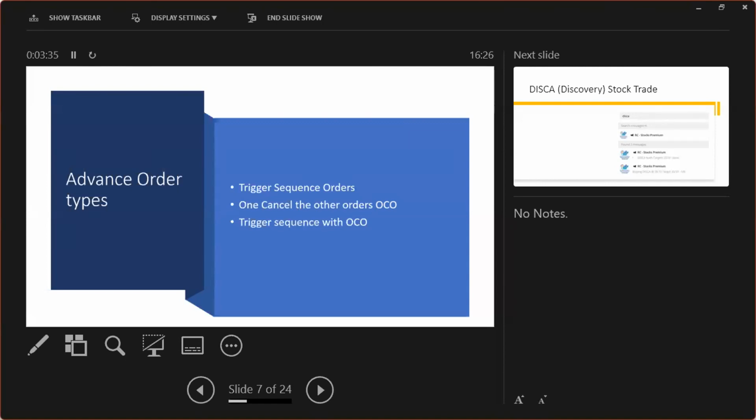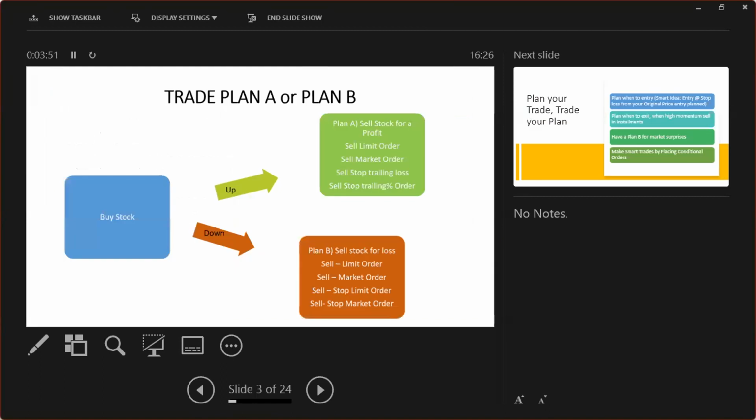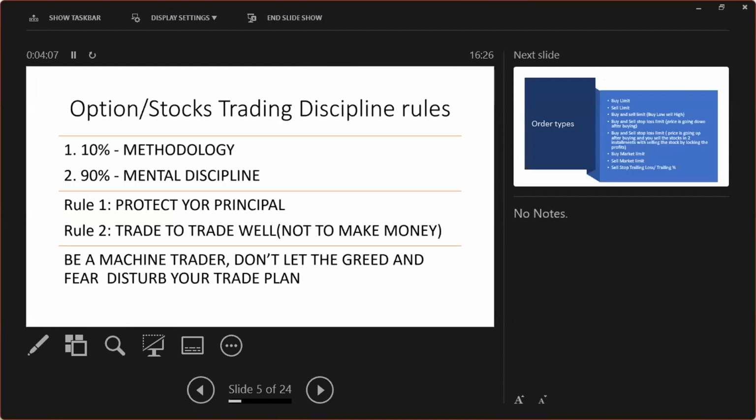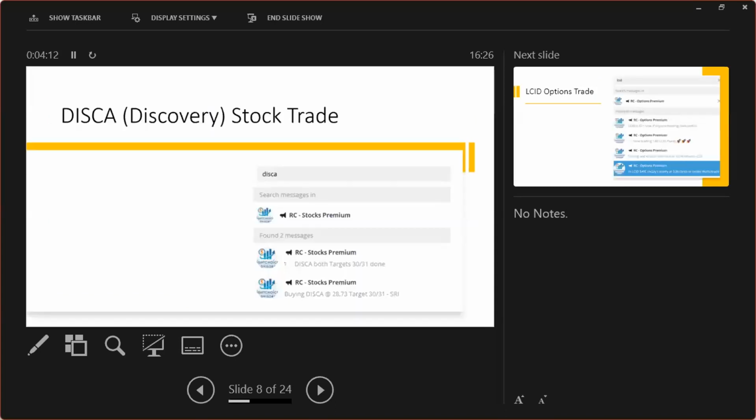The problem with the trigger sequence is that the stop loss is not taken care of. That's why we use the one-cancels-the-other order, where your plan A and plan B are both covered. In a trigger sequence, only plan A is covered. What you see in the green, this is my plan A. Most of the time we have a plan A, but we never have a plan B, right? So we need to exit every trade. That is called discipline. If we continuously do it, I am sure you can maximize your profits and at the same time minimize the losses.